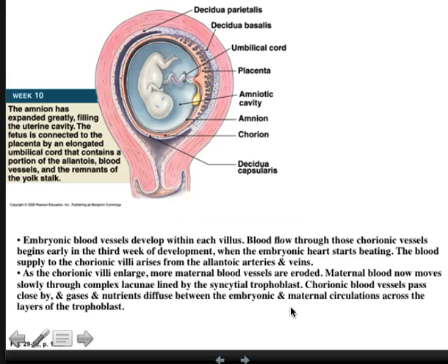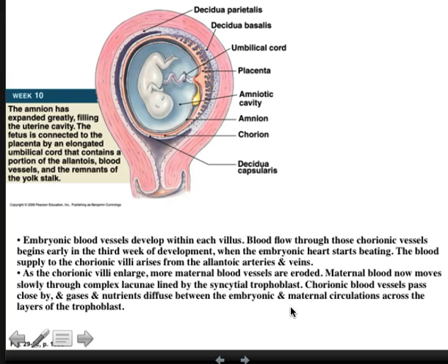Embryonic blood vessels develop within each villus, and the blood flows through those chorionic vessels. This begins early in the third week of development when the extraembryonic heart begins beating. The blood supply to the chorionic villi arises from the allantoic arteries and veins. And I think I actually told you that your heart starts beating before it even actually has blood to pump through it. It's one of the curiosities in the formation of the circulatory system.